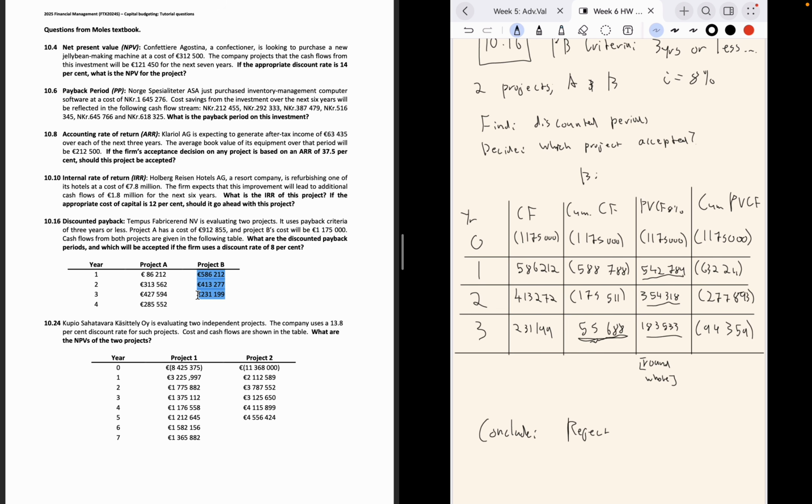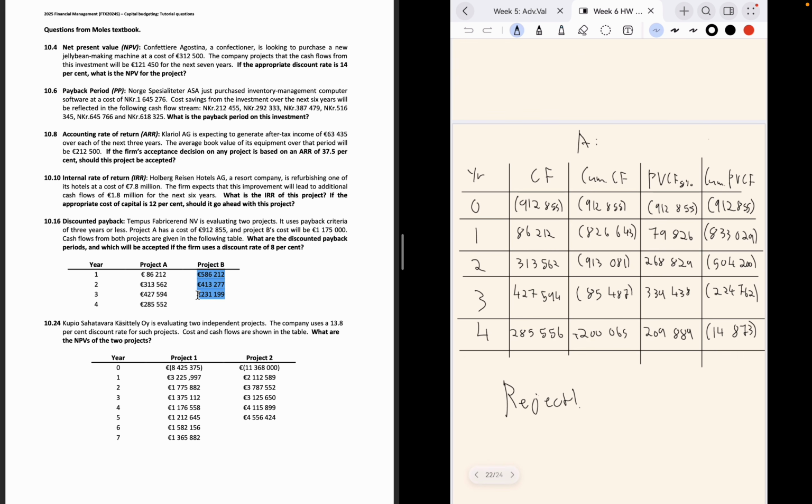So we take a positive number, we add it to a large negative number, it becomes less negative. We do the same. So we take 354,318, we add it to 632,211. That gives us 277,893. We take 183,533, we add it to 277,893. We still have a negative value, 94,359. So we can conclude we reject this because by the end of year 3, you cumulatively have made, in present value terms, you have not yet made a profit. You have not yet broken even.